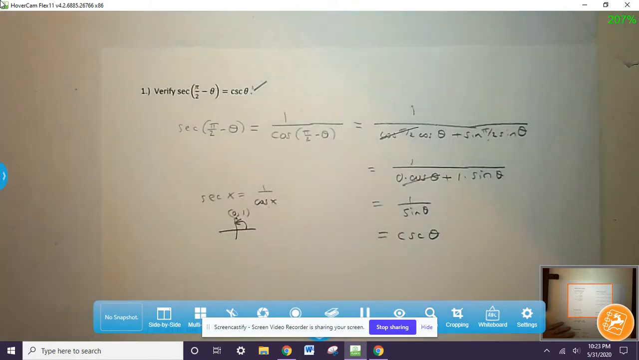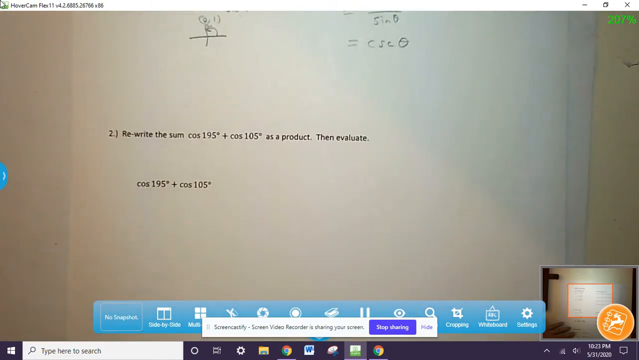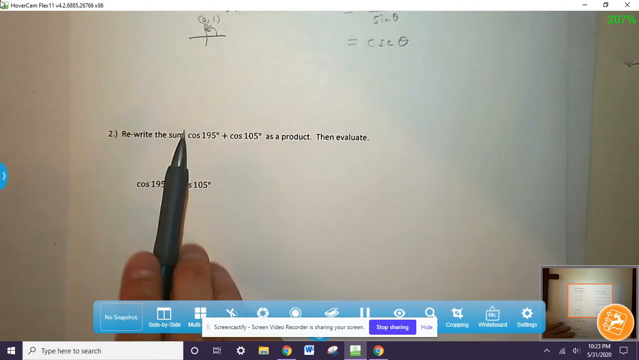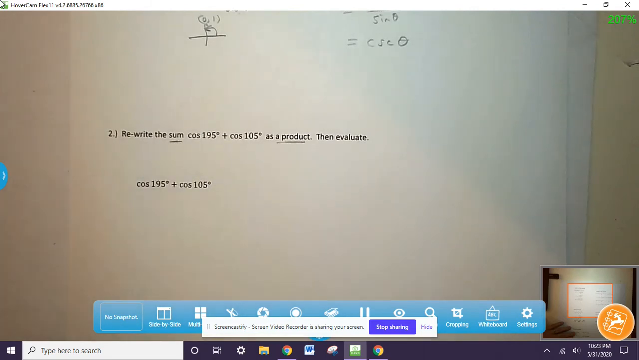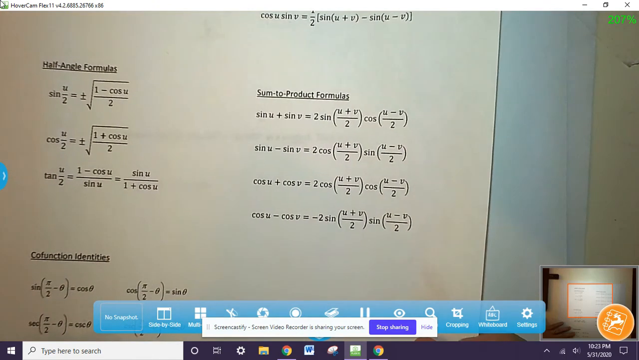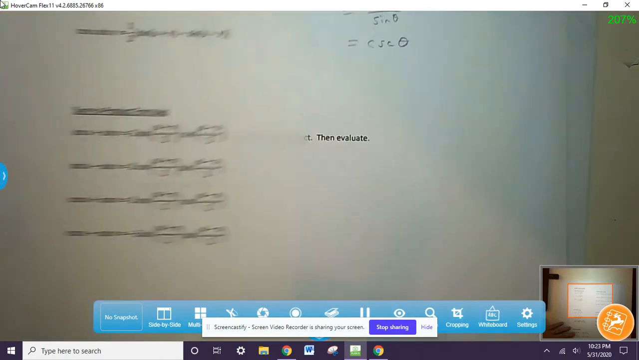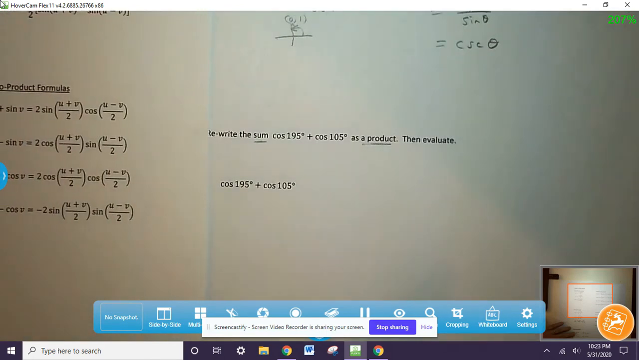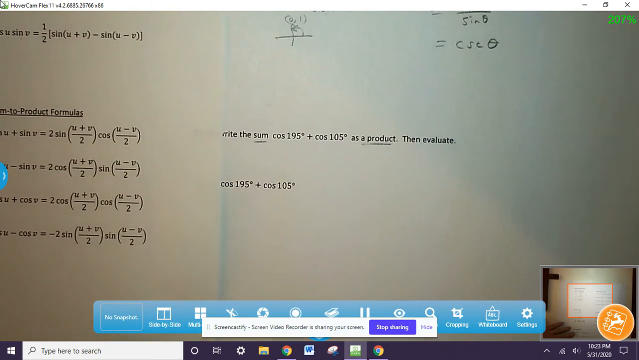Let's go to this problem next. It says to rewrite the sum as a product. So we have a sum and we want to write it as a product. Okay, so here are the formulas we're going to use. This particular example says cosine plus cosine. So the formula that has cosine plus cosine is this one here.